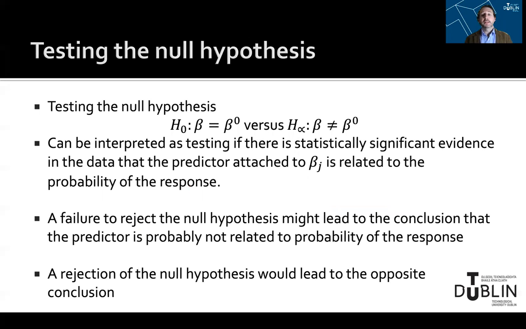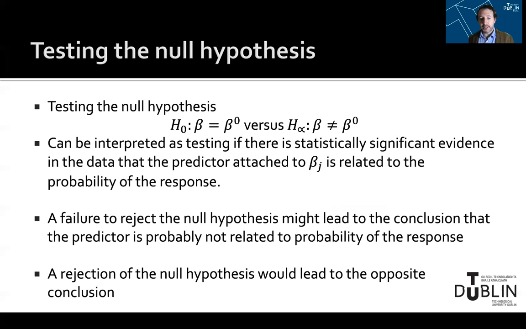So you think of it in this hypothesis, test and null. So that's 1 and 2. This can be interpreted that if the statistical significance evidence in the data, the predictor attached to whichever beta weight you have is related to the probability of the response. So height, it contributes to the probability that you're male.